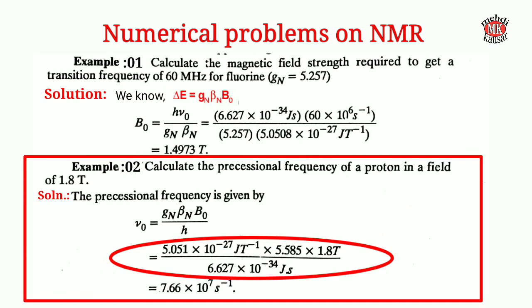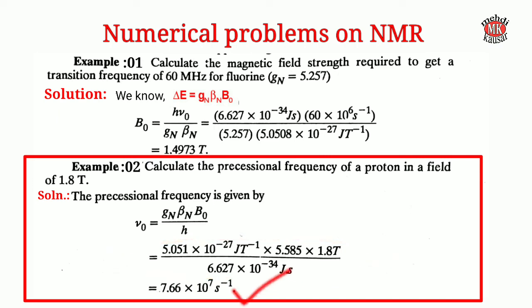the value of βn as 5.85 and the value of B0 is given, which is 1.8, and the value of h, it is known to us as 6.627 into 10 to the power minus 34. Now simplifying this, we get the value of ν0 equal to 7.66 into 10 to the power 7 second inverse or hertz.